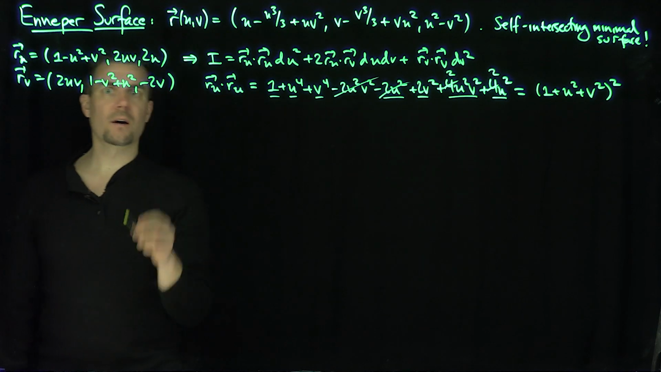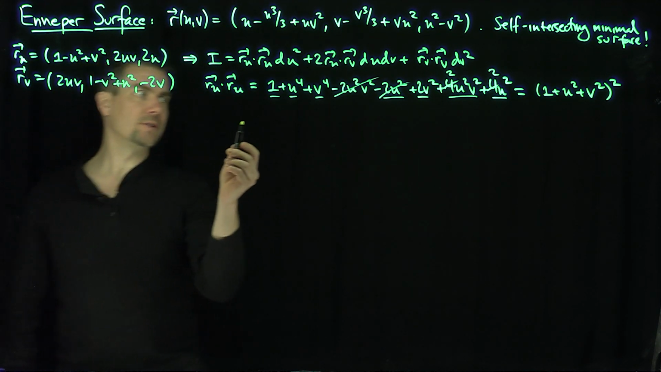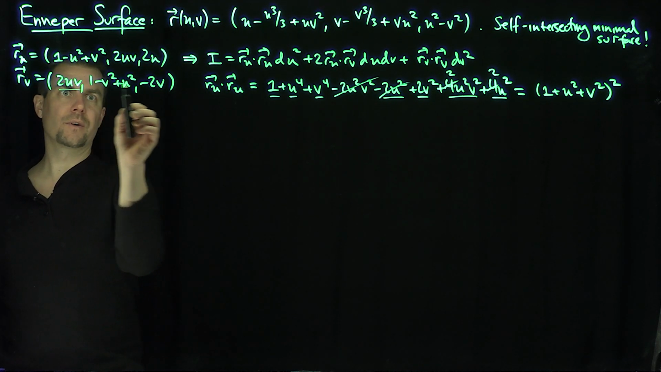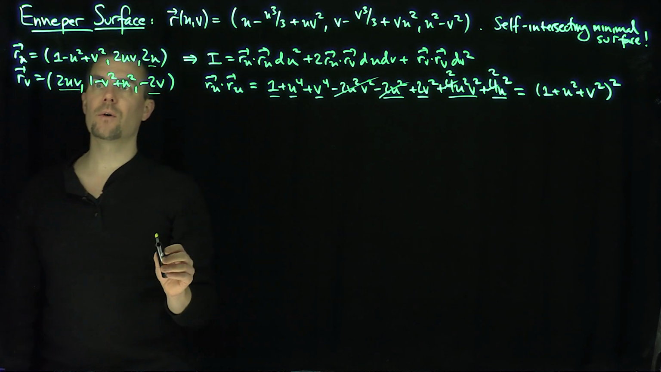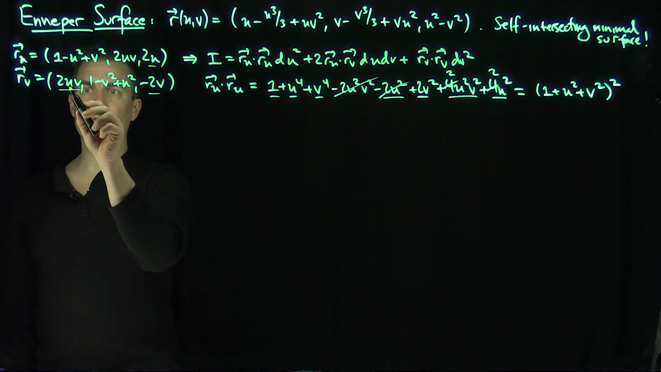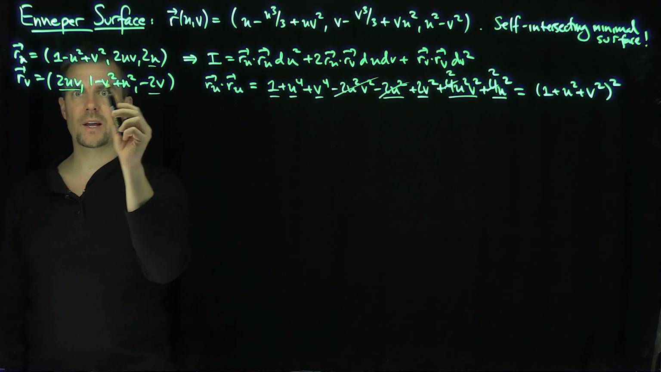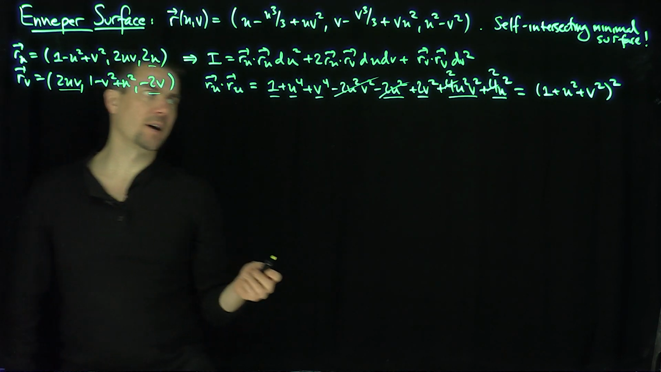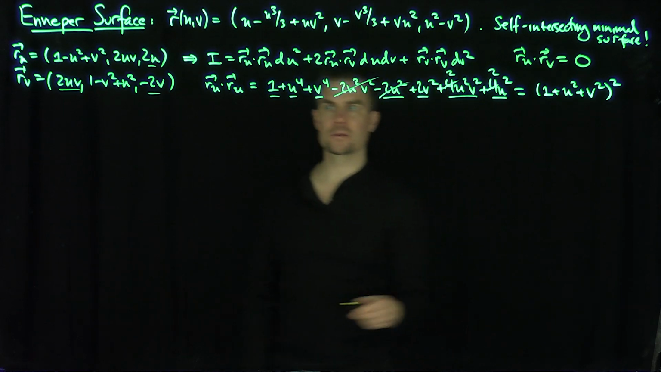Now what's my RU dot RV? We can just trivially check that RU dot RV is equal to 0, right? So how would we check that? We'll have a positive 2UV over here, then a negative 4UV, so the UV terms cancel out. Then we'll have a negative U cubed times 2 times V, and over here a positive 2U cubed times V. Those will cancel out. We'll have a 2UV cubed, and over here a 2UV cubed with a negative sign. So RU dot RV is equal to 0. There's no middle term in my first fundamental form.